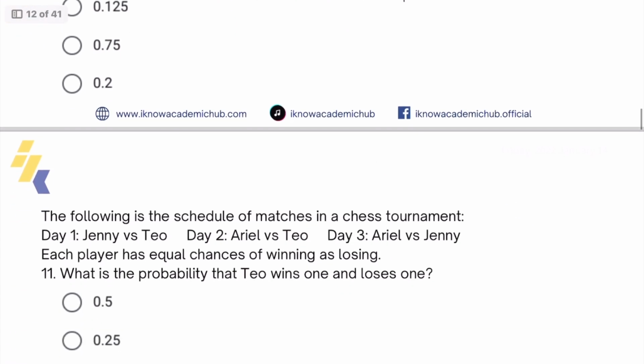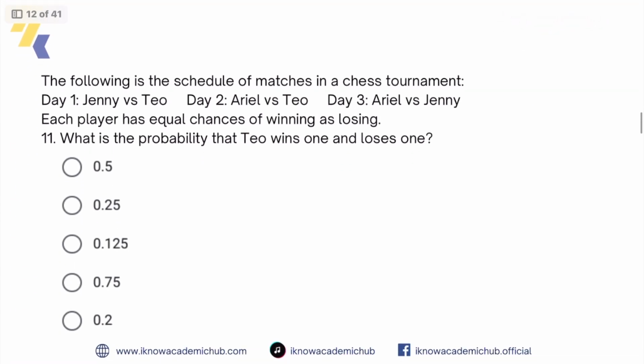Okay, let's continue. So again, the following is the schedule of matches in a chess tournament. Day 1, Jenny versus Teo. Day 2, Ariel versus Teo. Day 3, Ariel versus Jenny. Each player has equal chances of winning as losing. What is the probability that Teo wins 1 and loses 1?